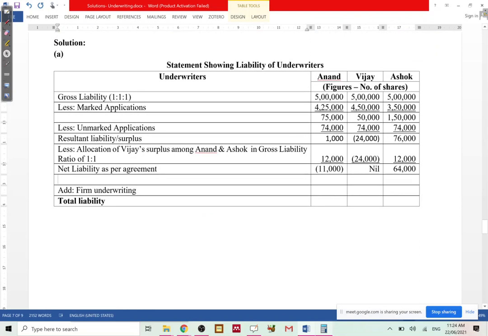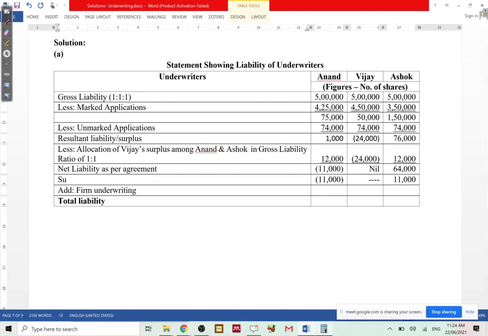Now Anand also has a liability, a surplus, a negative figure 11,000, right? It cannot be kept the same way. Whatever surplus is there, it has to be allocated to the remaining underwriter. Now Vijay has already got, right? His is already nil. So you can't minus it from his, right? He already has a surplus. But what is remaining has to be given to the other underwriter, the remaining underwriter basically, fine?